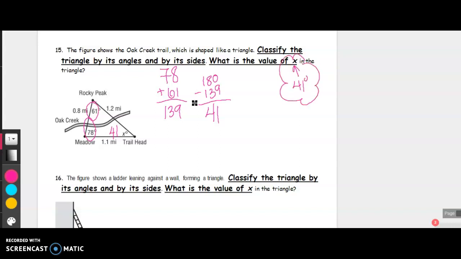Now we need to name it. Looking at all these angles, they're all teeny tiny angles, so it's acute, because it's a cute little triangle. And I notice I have 0.8, 1.2, and 1.1. All sides are completely different. All angles are completely different. So is that scalene, isosceles, or equilateral? They're all different, so it's scalene. So this is an acute scalene triangle.